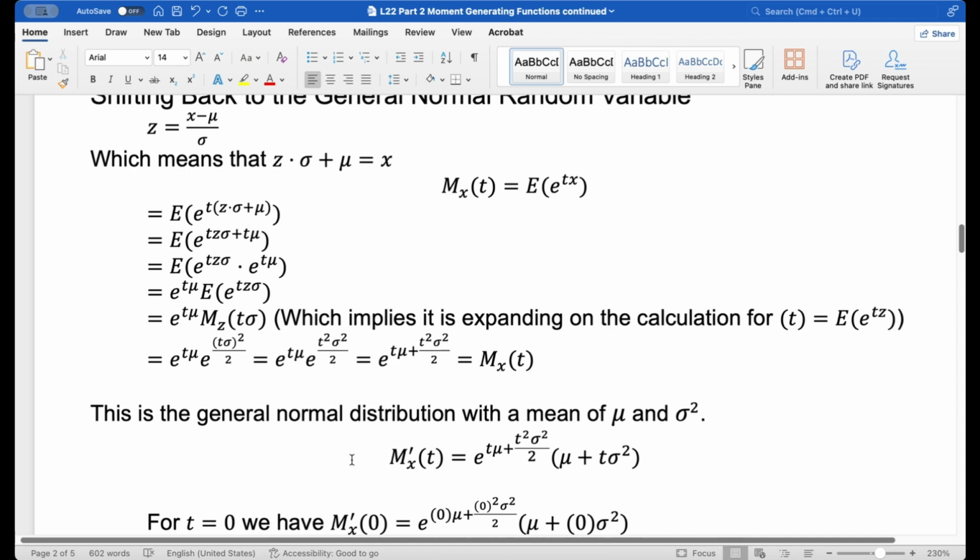We can check that. If we take the first derivative here and plug in 0, we should get out the mean. So the derivative of the exponential is itself times the derivative of the exponent with respect to t.